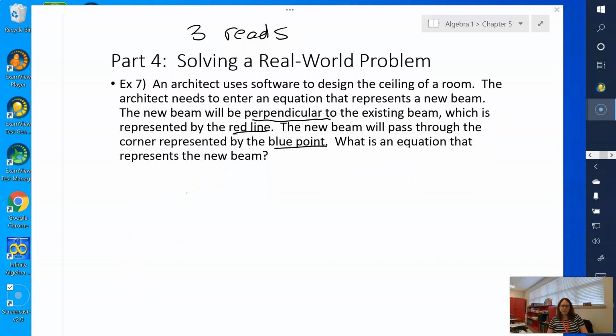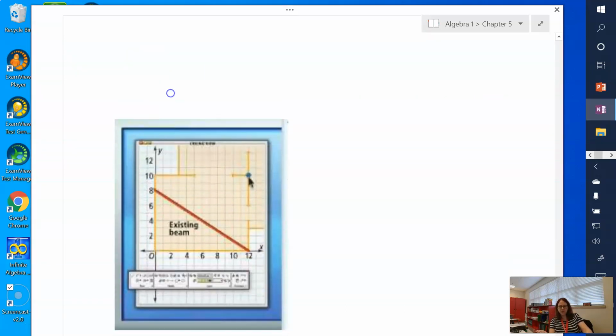Okay, so in our reading, we know that we have an architect who's trying to design the ceiling of a room. And he has a beam that he's representing with a red line. And I'm going to show you the pictures right here. And then he has a point over here, which is this blue dot, where his new beam has to go through. And they have to be perpendicular. So I want a line that's going to do something like that. And it's going to be perpendicular right there. So I want a 90-degree angle there.